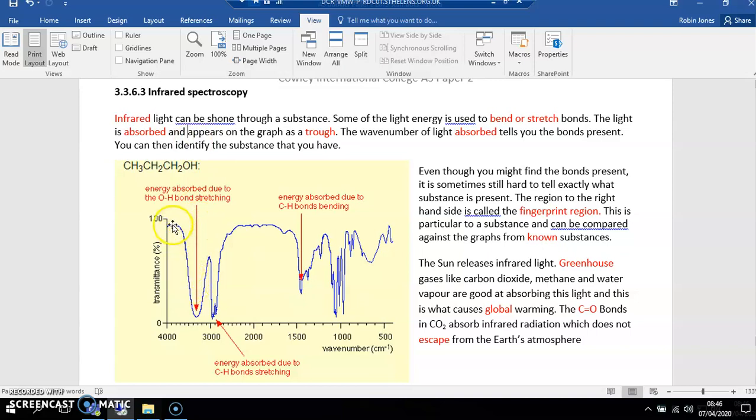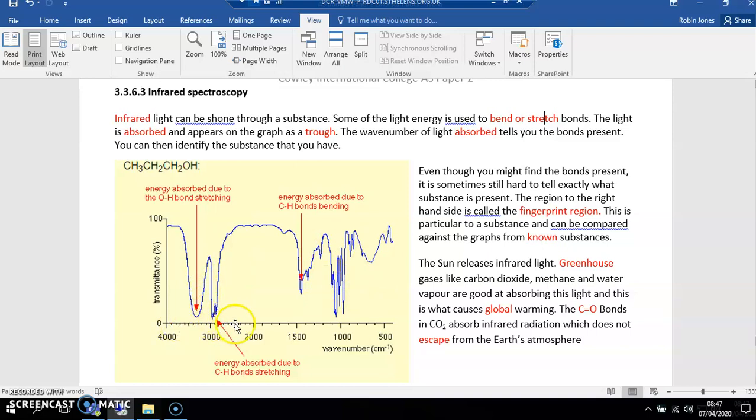If no light were absorbed, this line would be horizontal at 100% transmittance. Transmittance means how much comes through. But it has dips. The dips are called troughs. Here, right down to hardly any of the light is being transmitted. That means some bonds in this chemical are being bent or stretched. Here again we've got a massive trough. So this light is being absorbed by bonds in this chemical that are being bent or stretched. And then there's some more here as well, and then it goes a little bit fuzzy over here.